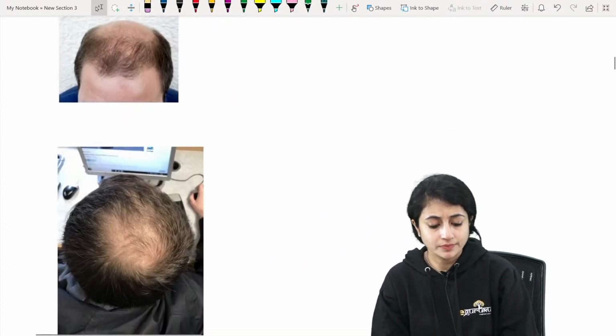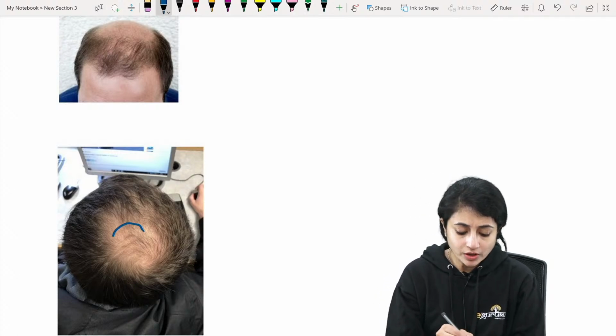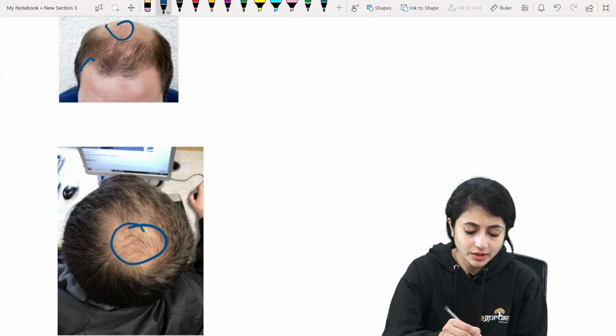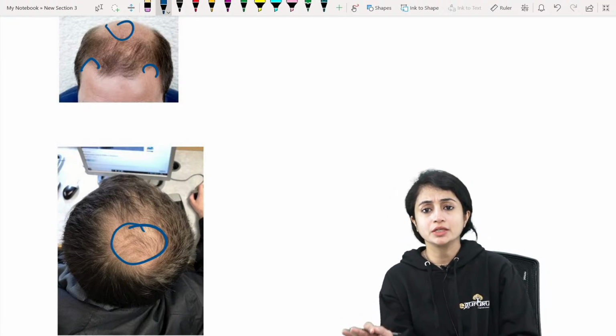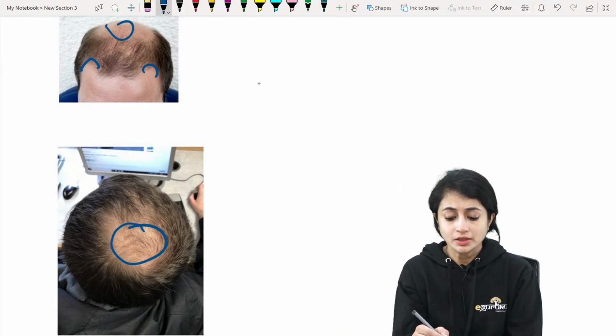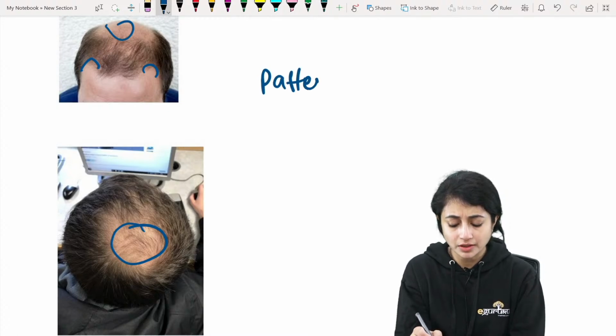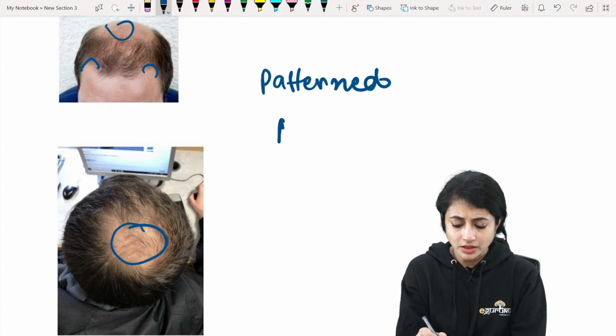Look at this. Vertex thinning, frontotemporal recession, something which you would have definitely seen in some of your family members. This is patterned hair loss, or AGA.